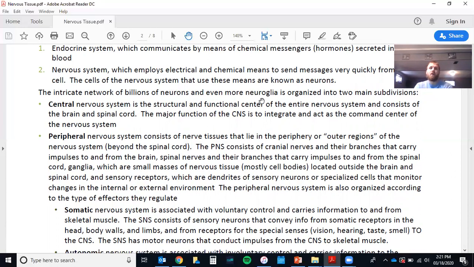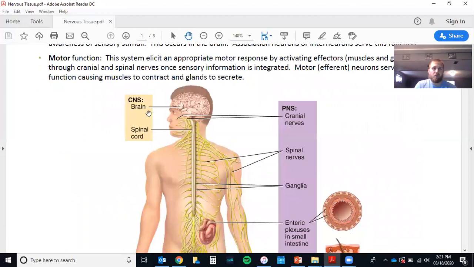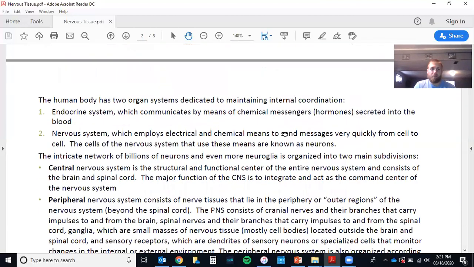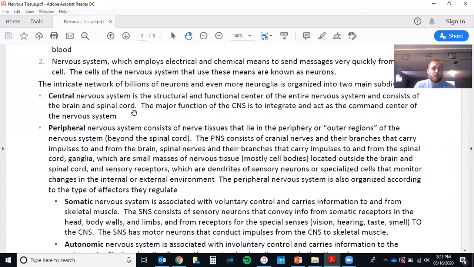Those neurons that make up our nervous system, billions of them, and then the supporting cells, there's even more of those, what we call neuroglia, are organized into 2 main subdivisions. The central nervous system, which is what the CNS is short for, and the peripheral nervous system, or the PNS, which is what that is short for. The central nervous system, described as the structural and functional center of the entire nervous system, consists of our brain and spinal cord. That's the key thing to know.